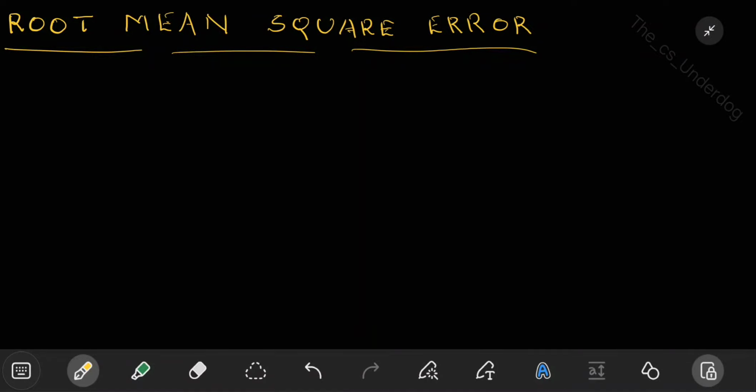Root mean square error. In the lectures till this point, we mainly used sum of squares error as the error function. So first of all, why do we need an error function? The requirement is that if we are building a model, during the training phase, we need some sort of a measurement, an estimation of how good a model is at this point so that we can make improvements on the model.